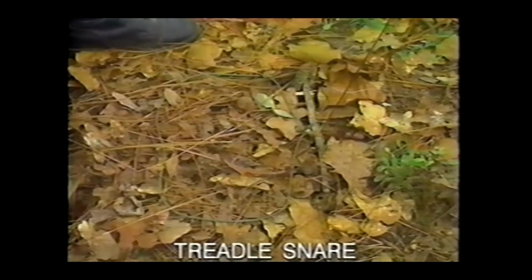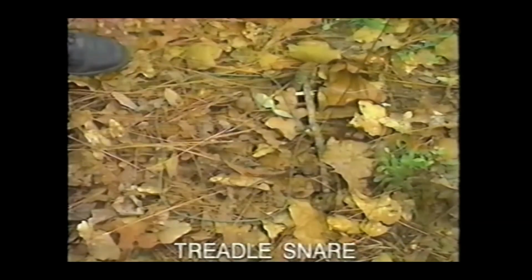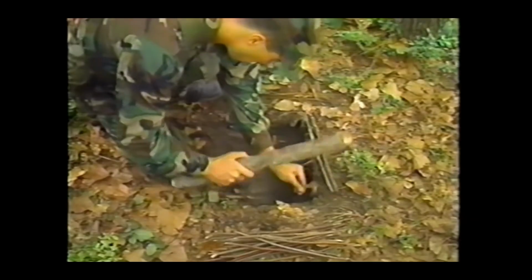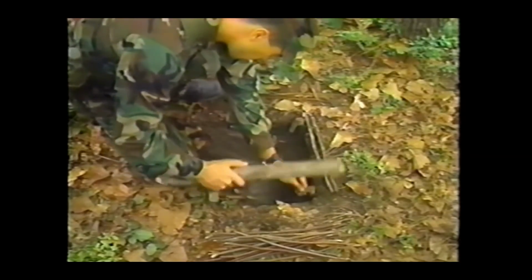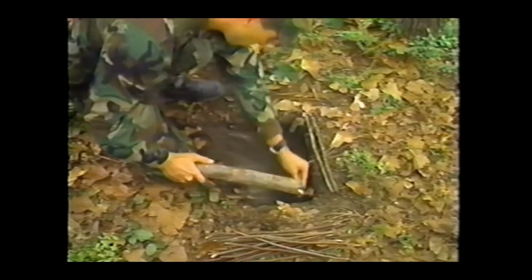Use a treadle snare against small game on a trail. Dig a shallow hole in the trail. Then drive the forked end of a stick into the ground on each side of the hole on the same side of the trail. Position 2 fairly straight horizontal sticks so their ends engage the forks.